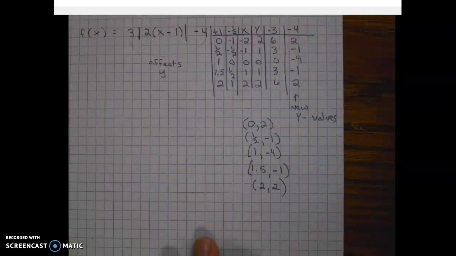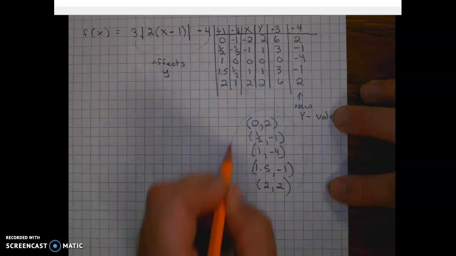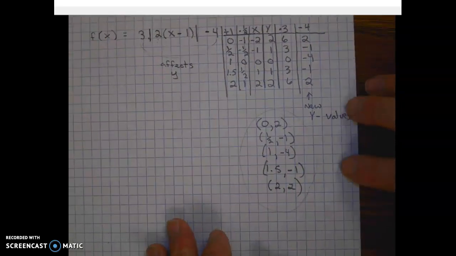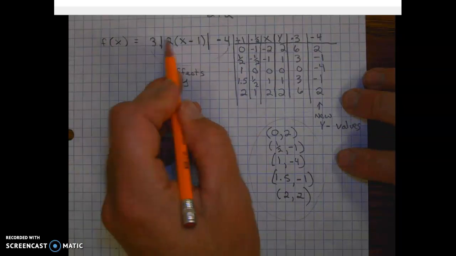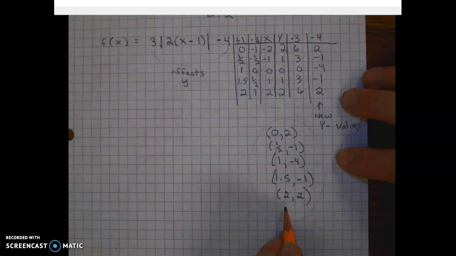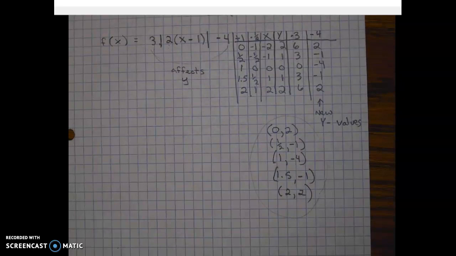All right, I got these coordinates written down. These are going to be our new coordinates. So now, if we were to graph this by hand, we would now want to plot these points. So I'm going to go ahead and pause the video just for a moment while I set up a graph. Why don't you do the same thing?